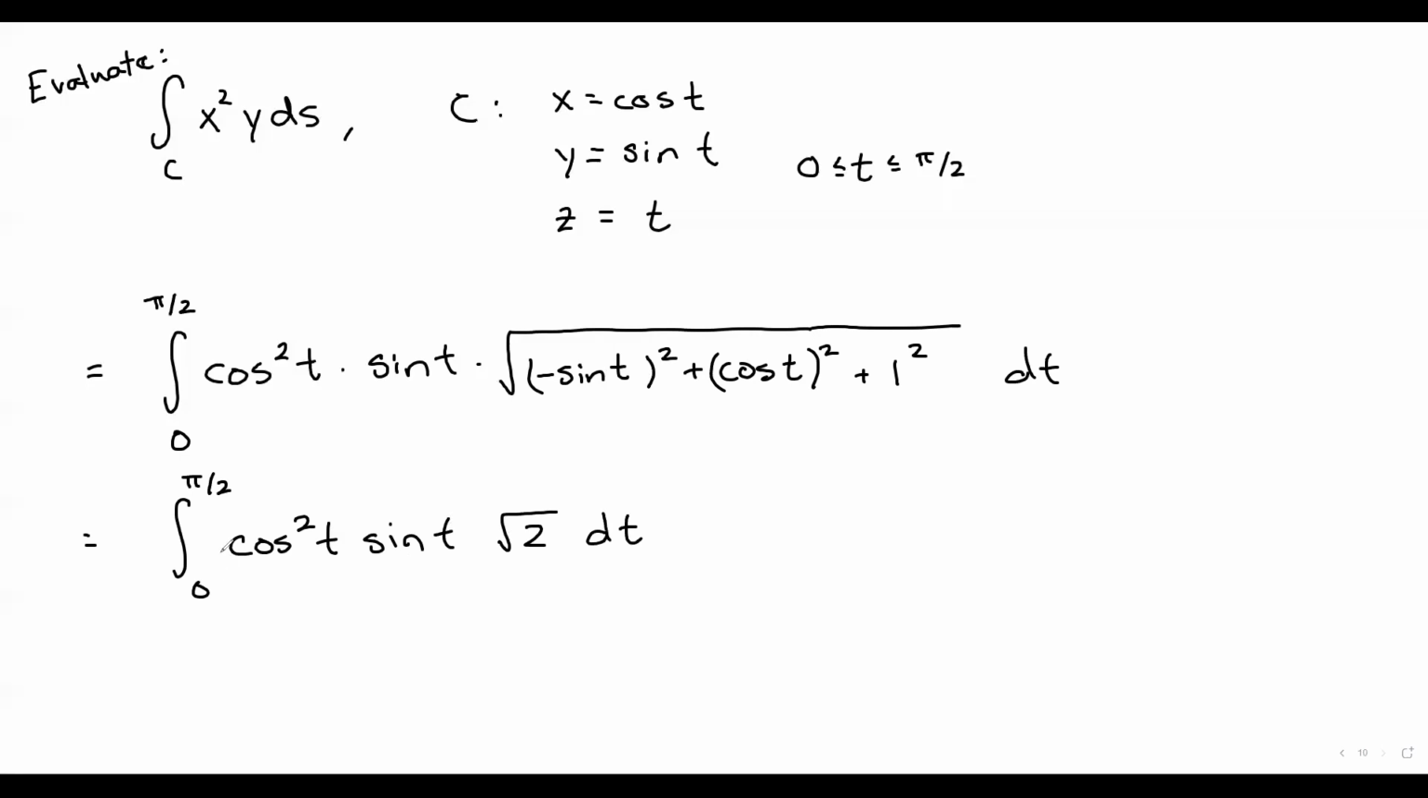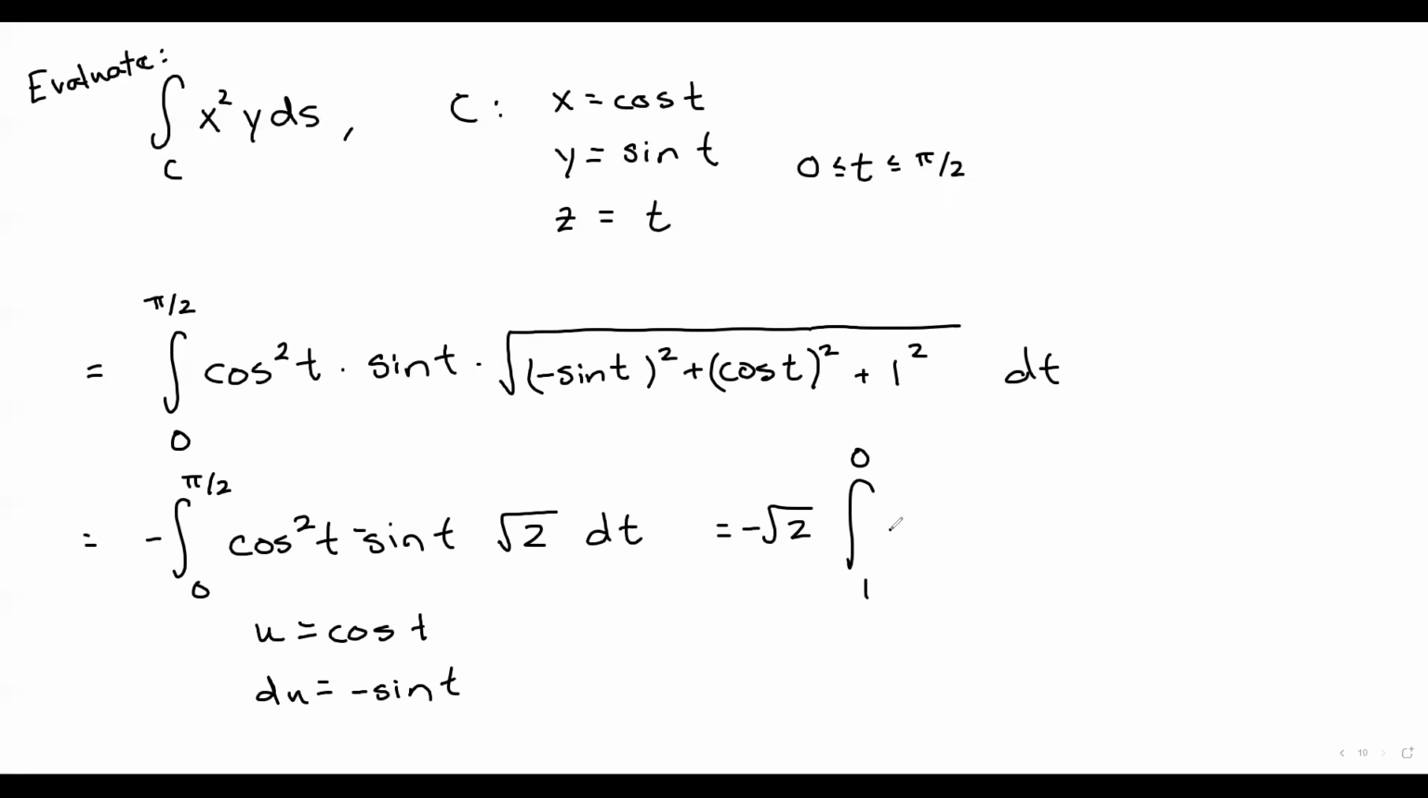All right. And then to evaluate this integral, this is a u substitution. We have u equals cosine t, and du equals negative sine t. So you can put in a negative there and offset it with a negative there. And then this integral is going to become, move the root 2 out front. And then the bounds, take 0, plug it in, you're going to get 1. Take pi over 2, plug it in, you're going to get 0. And don't forget that negative there.